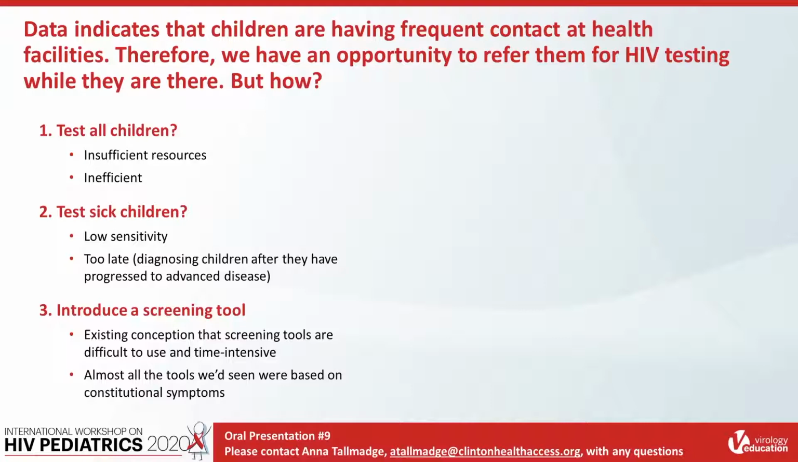So a third option would be to introduce a screening tool. And this certainly seemed more feasible than universal testing. However, we had a negative conception that screening tools are usually pretty difficult to use and fairly time intensive. And additionally, most of the tools we've seen are based on reviewing constitutional symptoms, which is also not a very sensitive indicator for HIV in a setting like this.